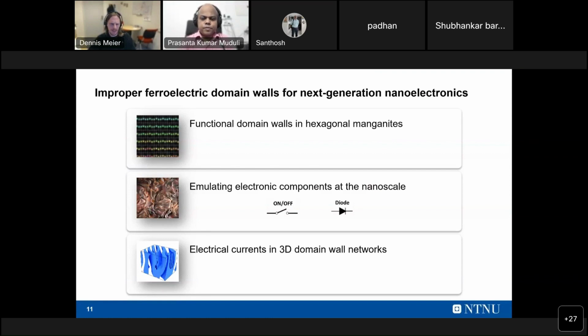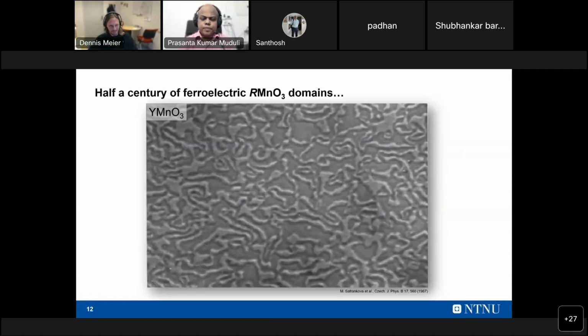Then I will discuss in the second part how we are emulating electronic components at the nanoscale using these domain walls. And in the last part, I have to see how much time is left and how fast we can go through that. But there I would like to show you some more recent results where we now go from 2D imaging at the surface really towards 3D imaging of the domain walls and utilizing that they are in a network within the bulk, and actually there's much more going on than we can see just at the surface. But let's get started step by step.